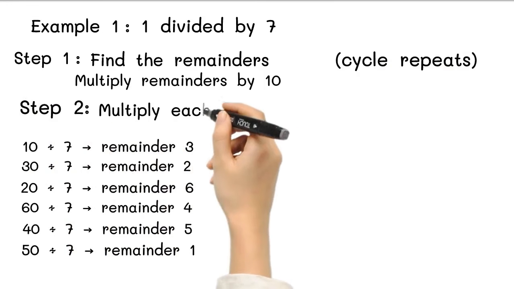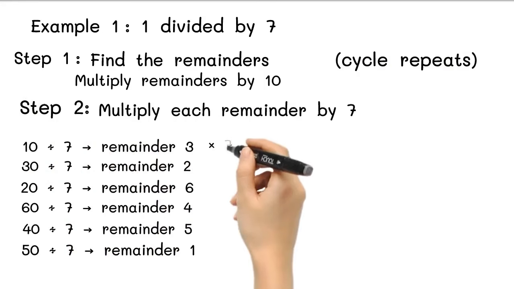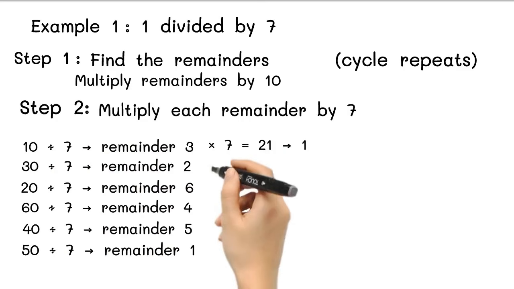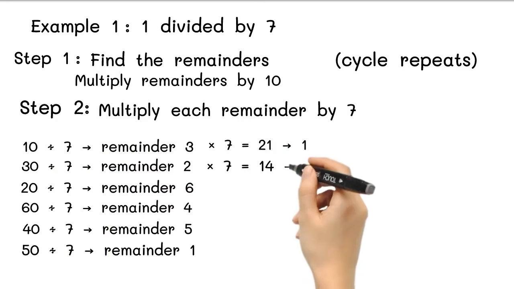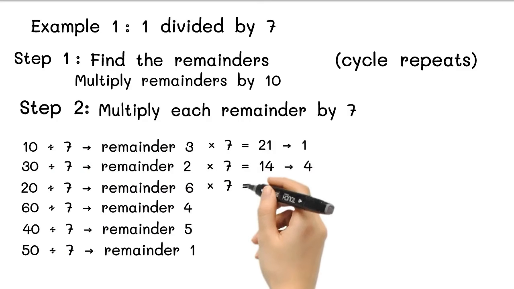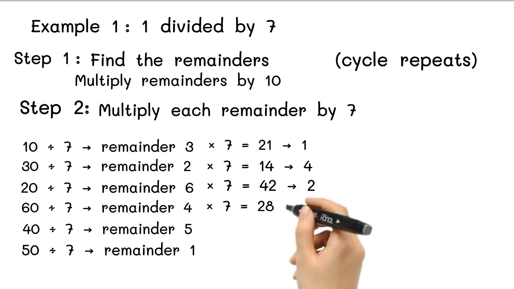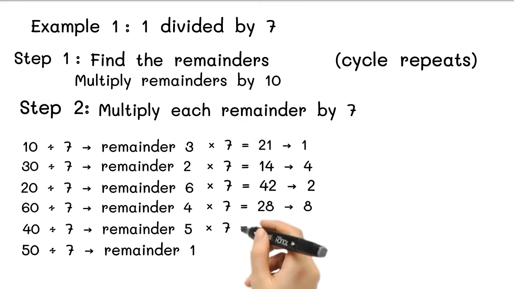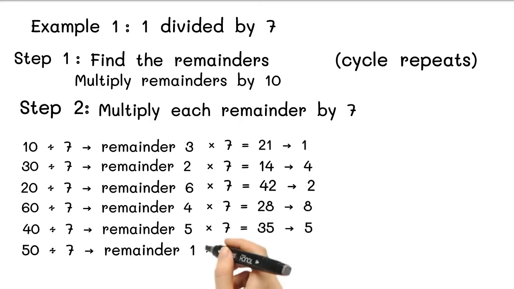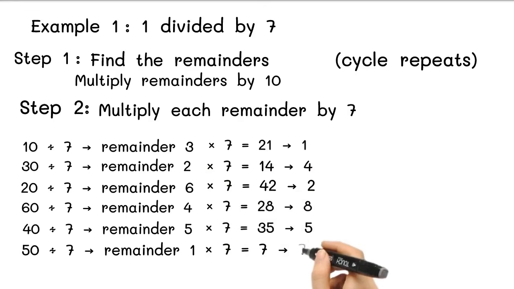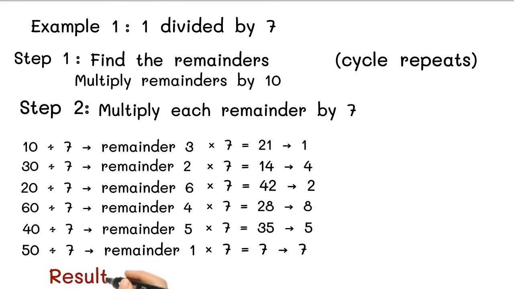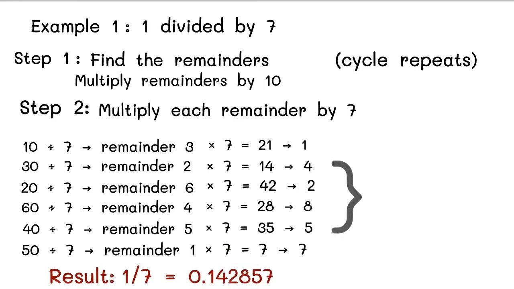In step 2, multiply each remainder by 7, the divisor. 3 times 7 equals 21 gives 1. 2 times 7 equals 14 gives 4. 6 times 7 equals 42 gives 2. 4 times 7 equals 28 gives 8. 5 times 7 equals 35 gives 5. 1 times 7 equals 7 gives 7. This results in 1 upon 7 equals 0.142857, repeats. Cool, right? But let's test the method on a different prime.